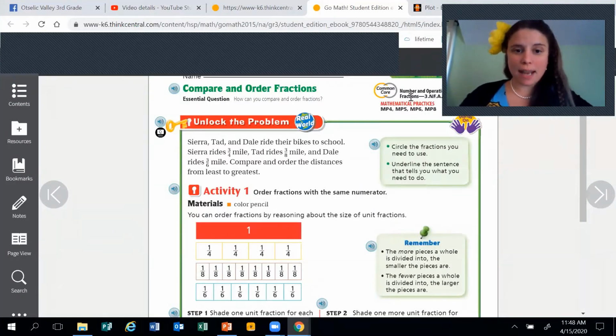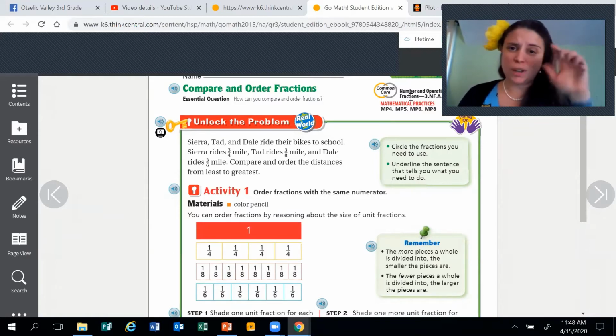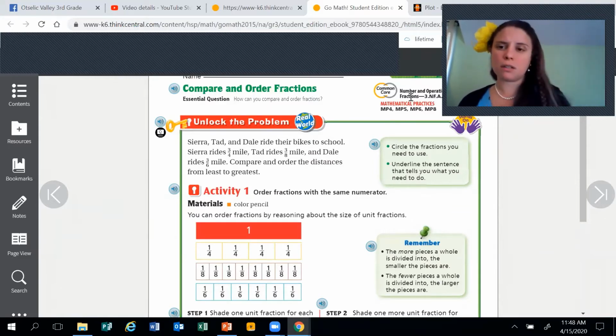Okay, so today we are learning how to compare and order fractions. And this just means we're going to put fractions in order. Now, you might think you don't know how to do this, but you've already been doing this on your own, okay? Your brain is doing this for you, and you've been doing this your whole life. When we're comparing and ordering fractions, we're either putting them from greatest to littlest or littlest to greatest, okay? So you know how to do this.